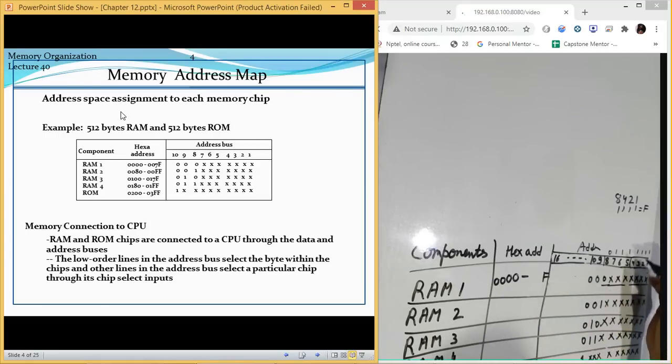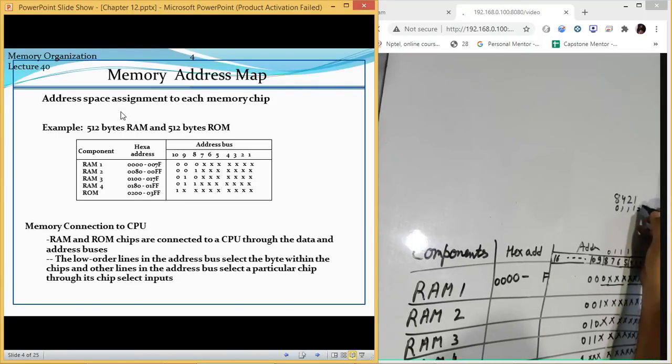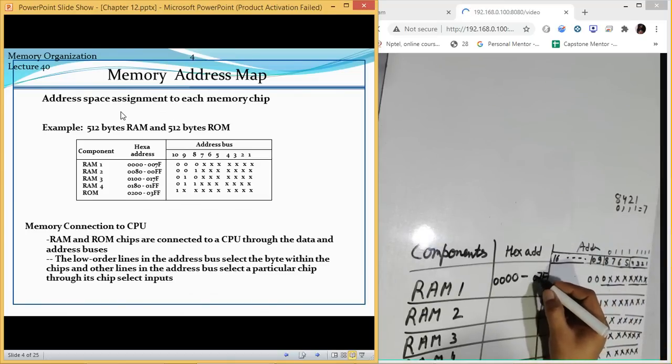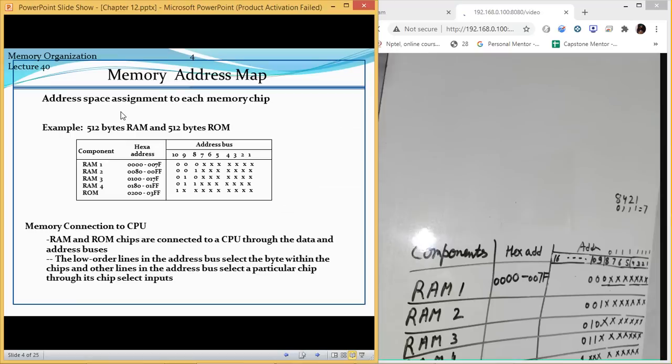The second value is like this. So it is 4 plus 2 plus 1, which is 7. This value will become 7. So these two will remain 0, 0. So 0, 0, 7F. This is how we have got the hexadecimal address for RAM 1.